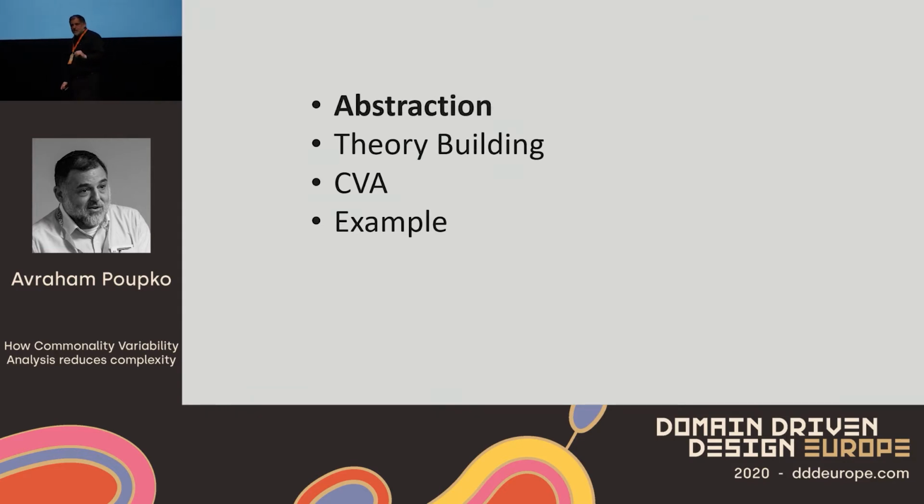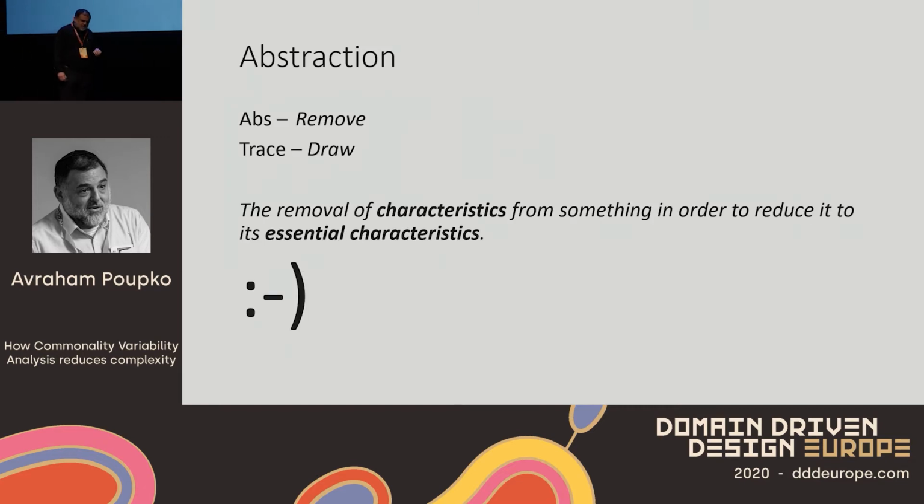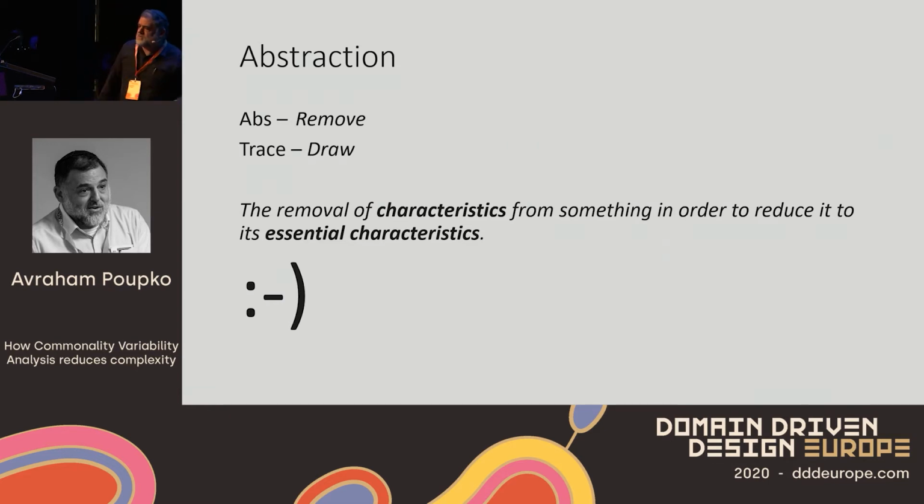So let's talk a bit about abstraction. Abstraction has been mentioned here a lot. We all have a good intuition of what abstraction is, so I'm going to be stating quite the obvious. Abstraction is the removal of characteristics from something to reduce it to its essential characteristics. And this statement is written under the assumption that things can be described in terms of their characteristics. When we say characteristics, we typically mean relationships and behaviors. And we also imply that some of those characteristics are essential, or at least essential in a certain context.